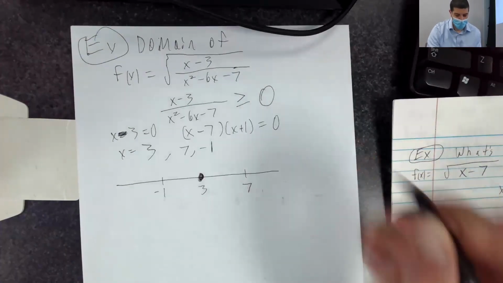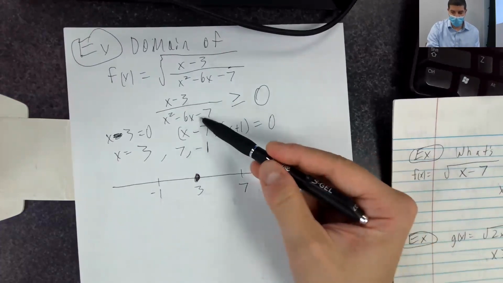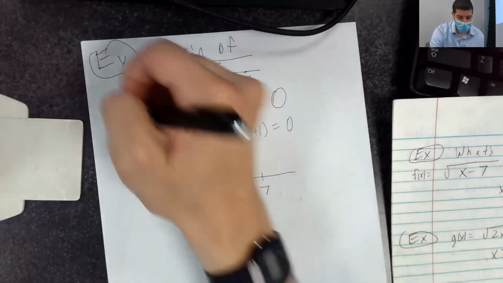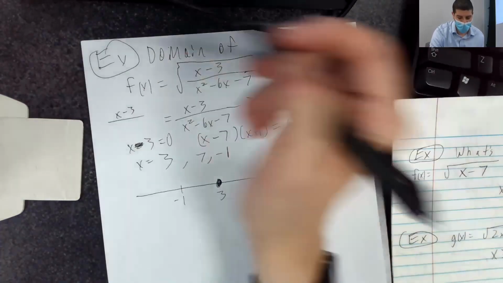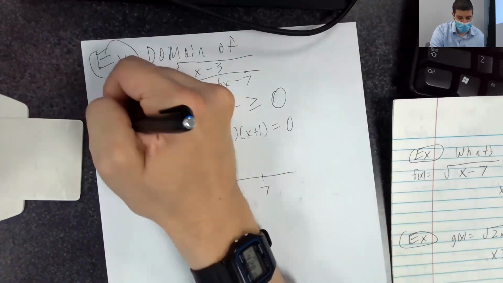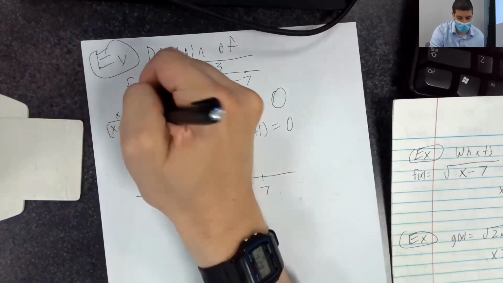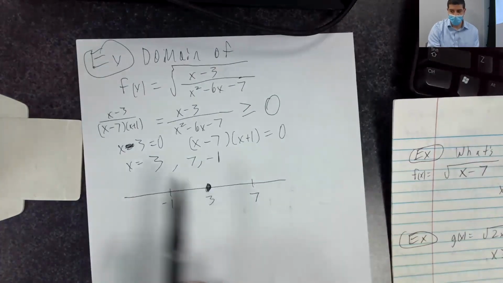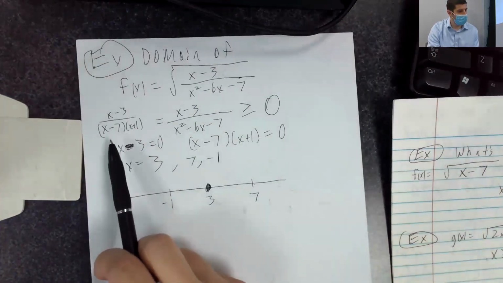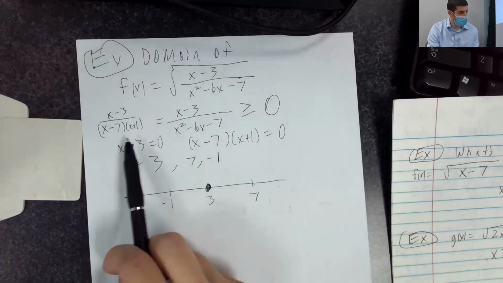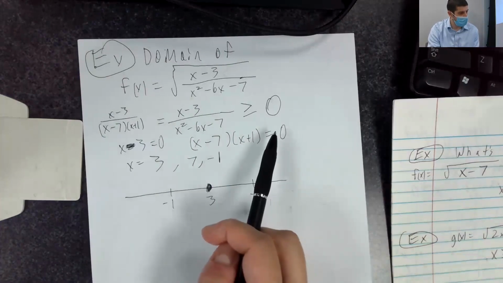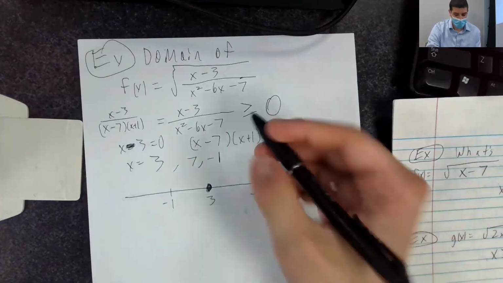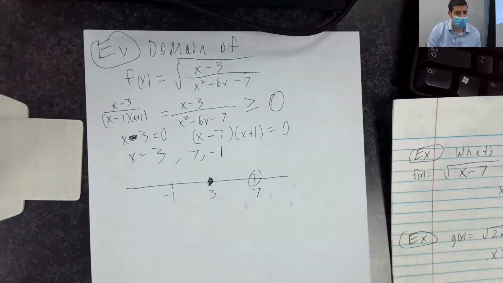Closed. But if I plug in 7 or -1, see, it's x minus 3 divided by x minus 7 times x plus 1. If I plug in 7, what's the denominator? 0. So is that good? Does that solve the inequality? No, it's undefined. Open circle. That can't be part of my domain. It's not even defined.